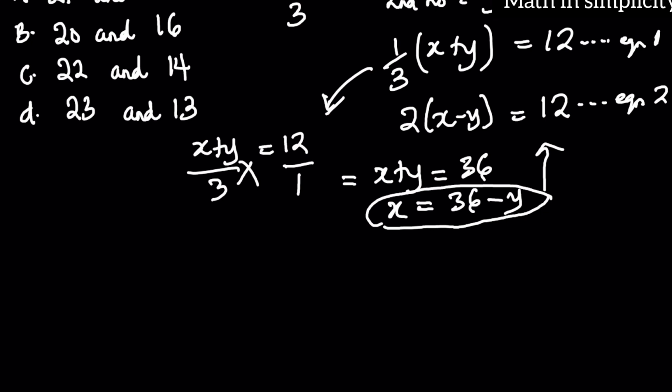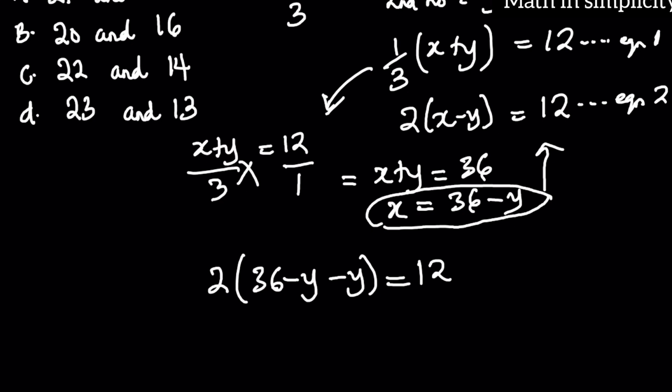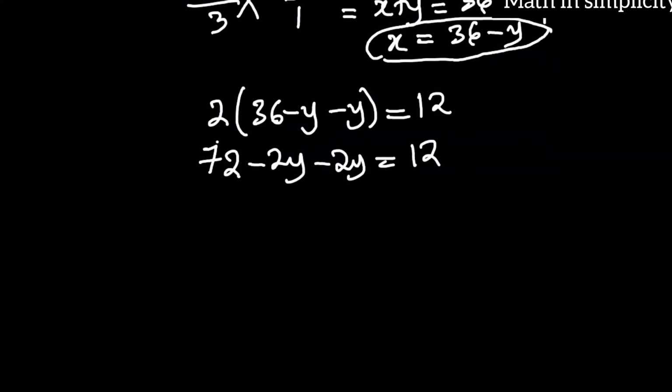So let's substitute the value of x as 36 minus y, which is what we have here, in equation 2. If we do that, we now have 2 brackets x, now 36 minus y, then minus y, is equal to 12. Simplifying, we multiply everything. 2 times 36: 2 times 6 is 12, so carry 1. 2 times 3 is 6 plus that 1, I have 72. 2 times y is 2y, and 2 times another y is 2y, equal to 12. Let's keep going. So minus 2y will eventually give us minus 4y, equal to 12.